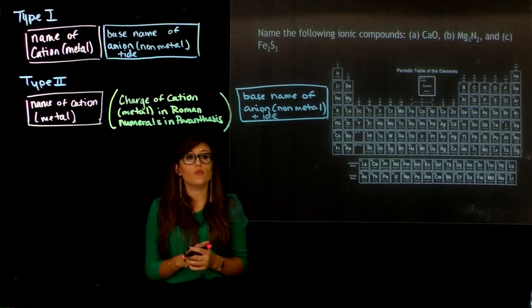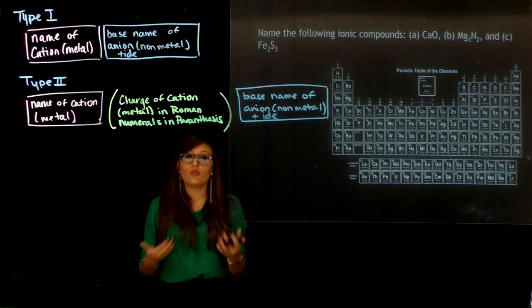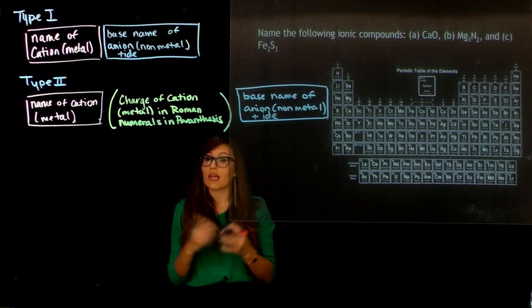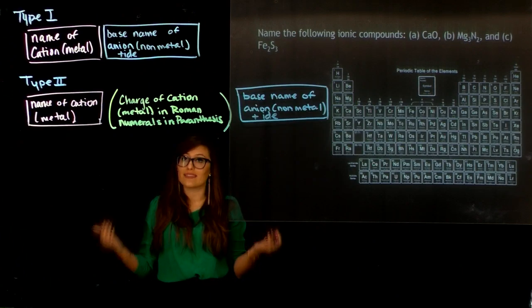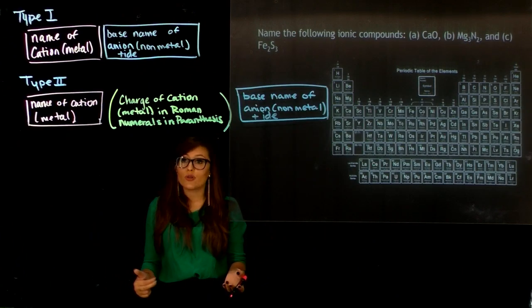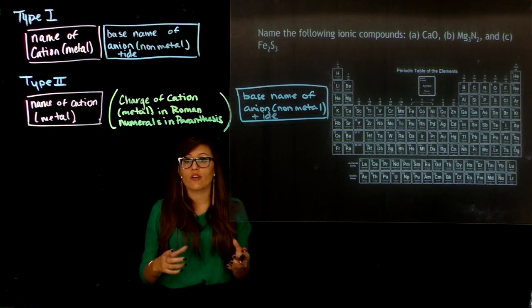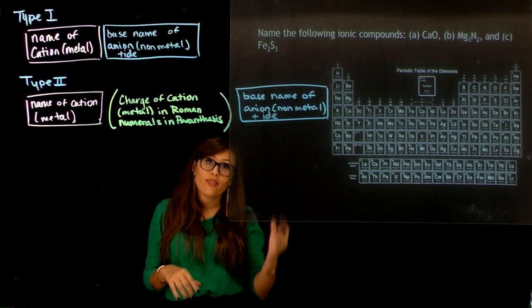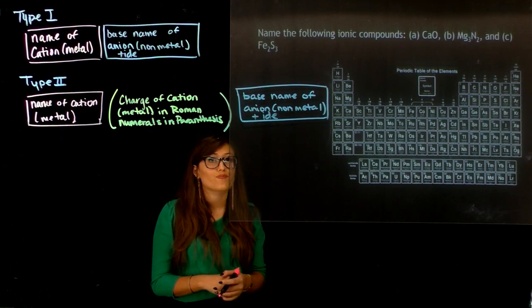We have type 1, which uses the main group metals, or type 2, which you use for your transition metals. So in type 1, you name the name of your cation and your base name of your anion plus "-ide". In type 2, you keep the name of your cation, you put the charge of the cation metal in Roman numerals in parentheses, and then you have your base name of your anion followed by "-ide".